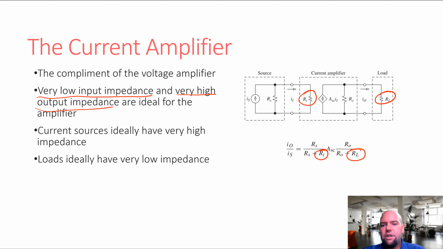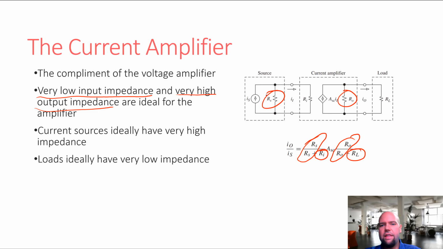So if those can't be 0, how do we mitigate it? Well, we want those values to be as big as possible. We want R out to be as big as possible and RS to be as big as possible. So assuming we can't have 0 ohm loads, we want to have very high resistance sources.